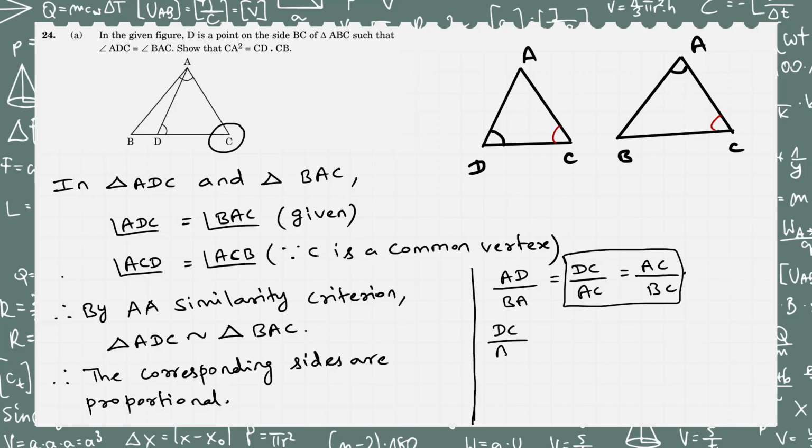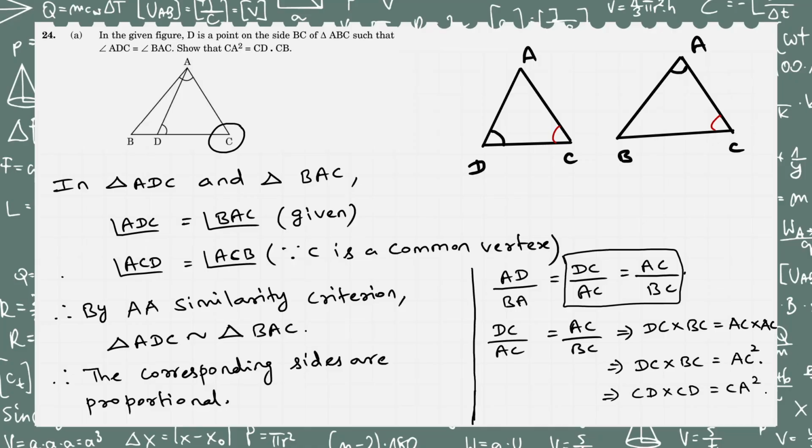So DC by AC equal to AC by BC implies, by cross multiplication we have DC into BC equal to AC into AC, and that can be written like DC into BC equal to AC square. AC square or CA square both are the same side only. So that can be written like they have given also, CD into CB equal to CA square, which is the same meaning only. So that is the thing we need to prove. Let us move on to the next choice of this.